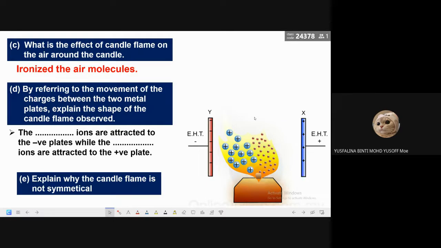Okay, what is the effect of the candle flame on the air around the candle? So around the candle, the air molecules will be ionized. Okay, and by referring to the movement of the charge between the two metal plates, explain the shape of the candle flame observed. Okay, so we explain that the heat.